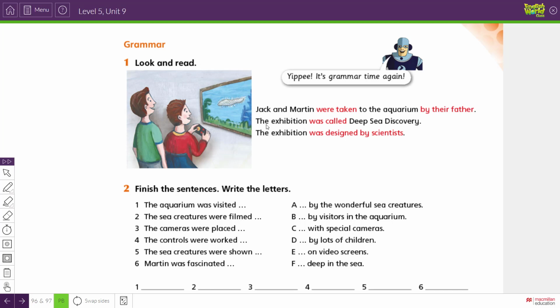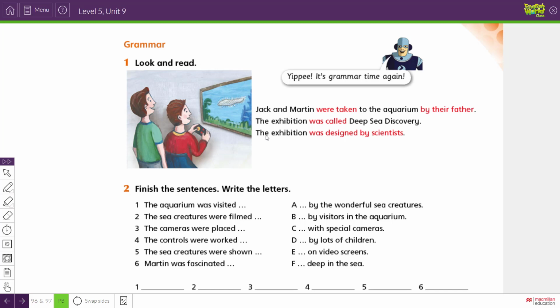Okay, let's move to the next part. The expedition was called Deep Sea Discovery. This is also a passive sentence. Here we have the expression is singular, followed by was and the past participle.